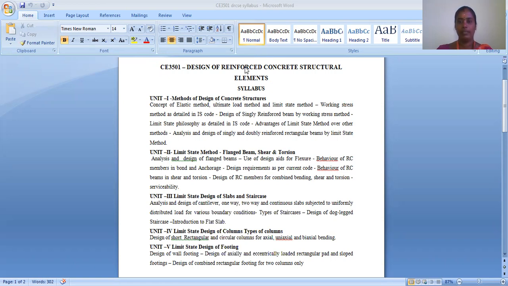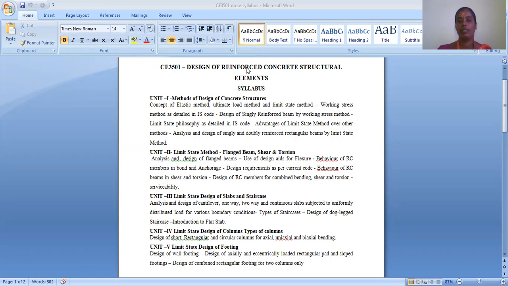Concrete is basically strong in compression and weak in tension. So to withstand the tensile force, we are introducing steel into the concrete. That's why it is called reinforced concrete. PCC is plain cement concrete without rod. Here we introduce the rod to withstand the tensile stress. So RCC is strong in tensile load as well as compression.